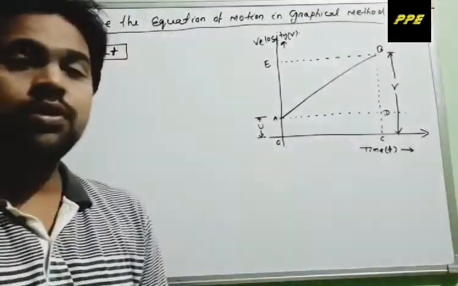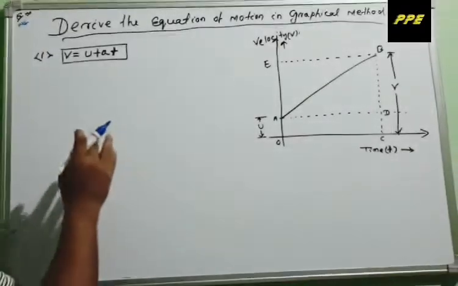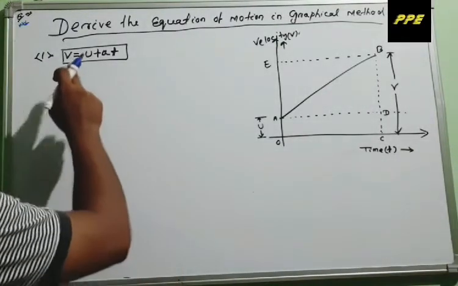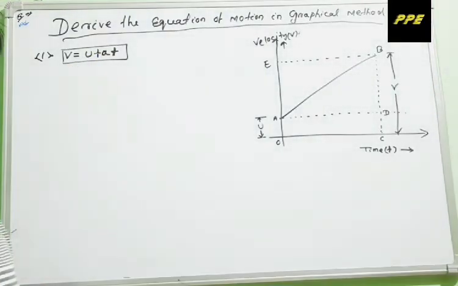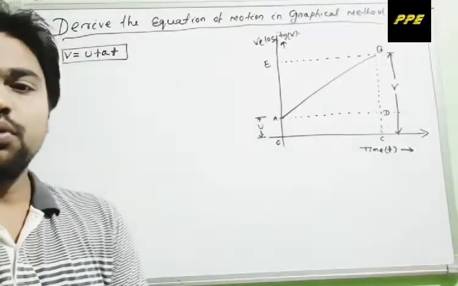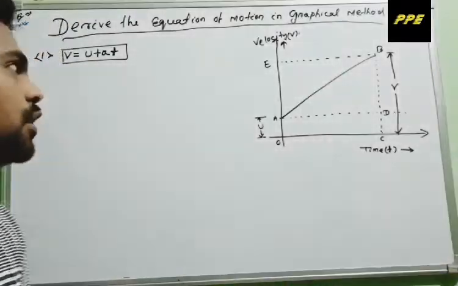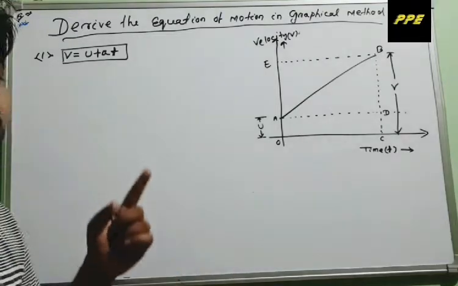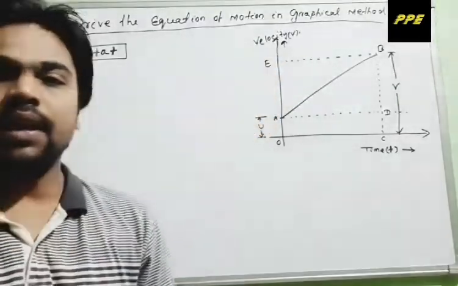So what are the equations of motion? The equations I already told in the previous class. There are three equations of motion. One is V is equal to U plus at. Second one is S is equal to UT plus half at square. Third one is V square minus U square is equal to 2AS. So in this class we'll derive the equations of motion with the help of the graphical method.